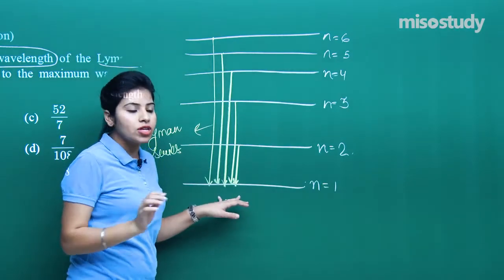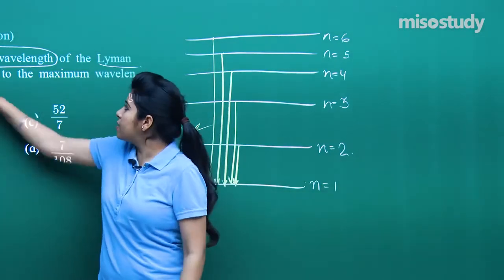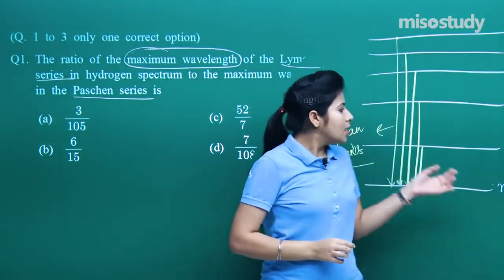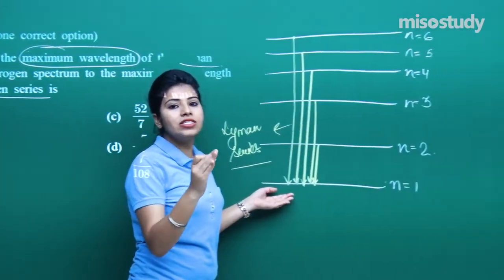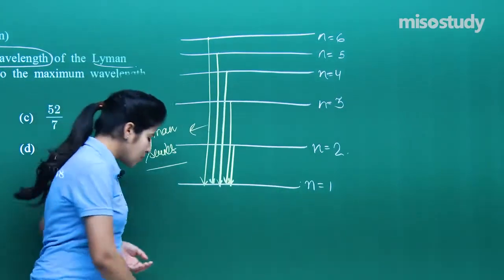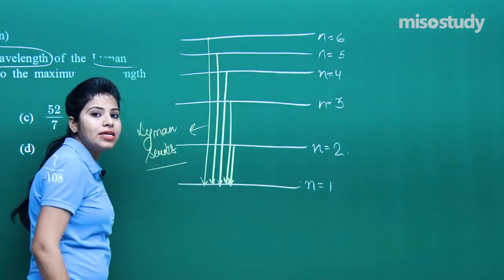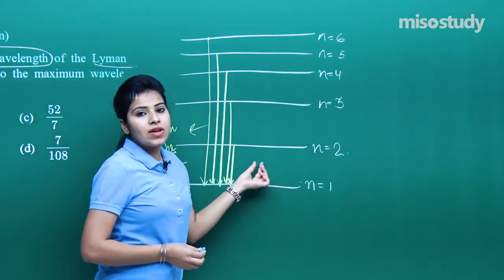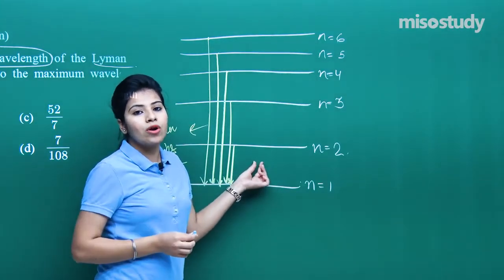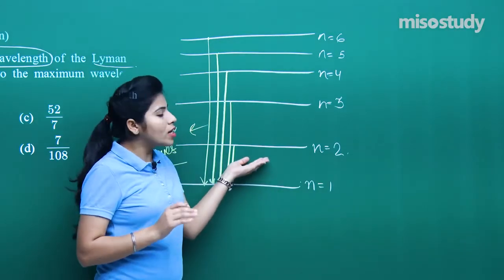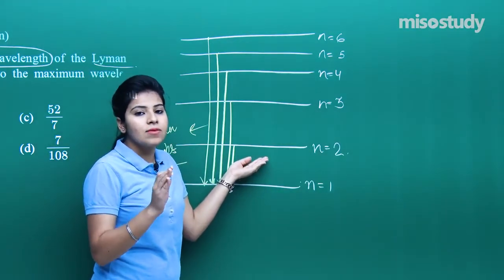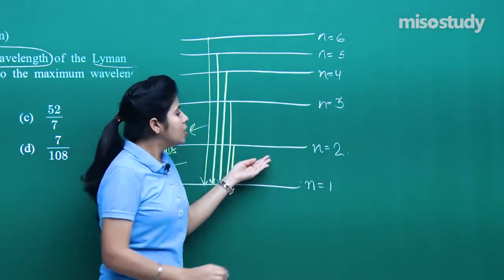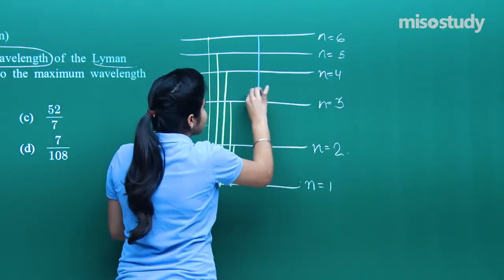Basically in this question we have to deal with the Lyman series and another one, the Paschen series. The Paschen series is the one in which the final energy level will be n equals to 3. You would have learnt about the Balmer series, where the final energy level is 2. But in this question we have to deal with the Paschen series, where n2 equals to 3, that means your final energy level will be 3. So let me draw these lines.